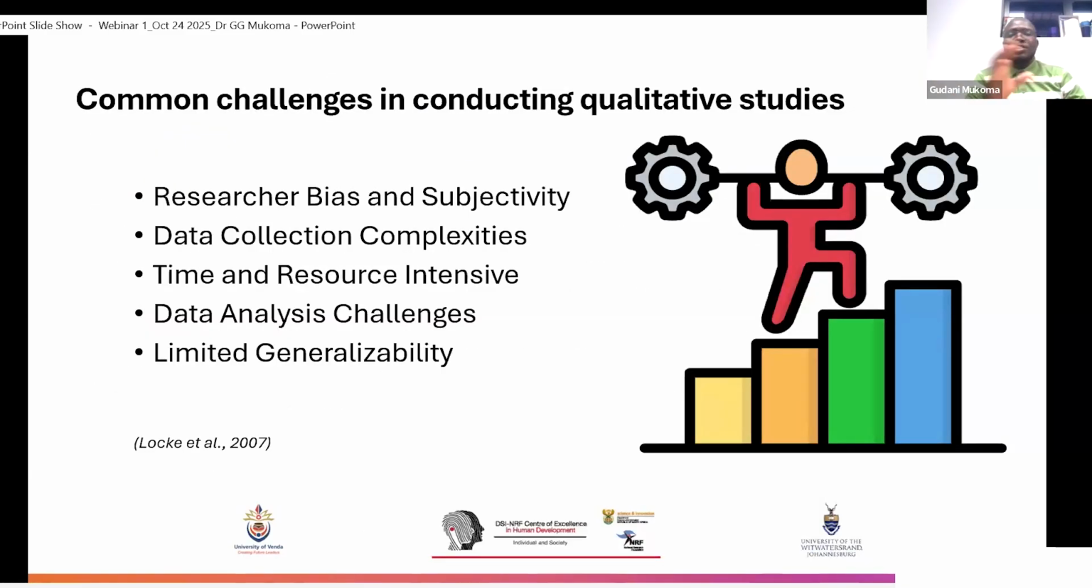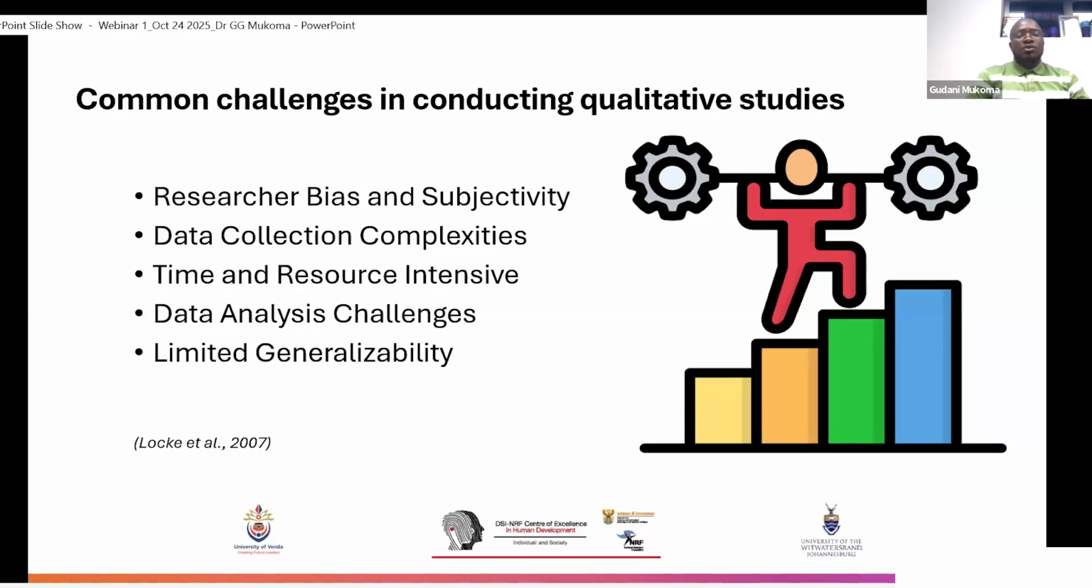So we can talk about all these processes, designs, planning your research, your qualitative research, how you're going to engage it, planning the data collection, the ethical considerations, and so forth. But it's very important that as a researcher, you understand the common challenges in conducting qualitative studies.